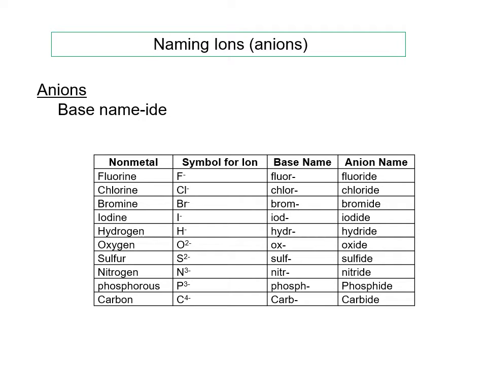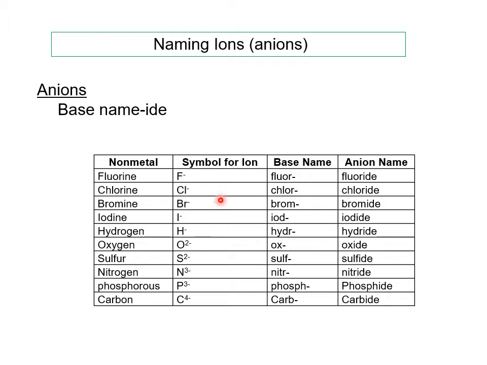Now what we're going to look at is nomenclature, or systematic names for ions and compounds. So let's go ahead and start with naming ions. And we'll specifically start with anions first. So to name an anion, or give the systematic name for an anion, we first write the base name followed by the suffix IDE.